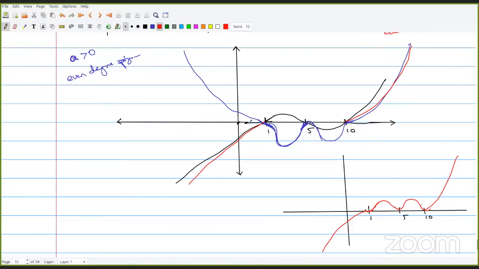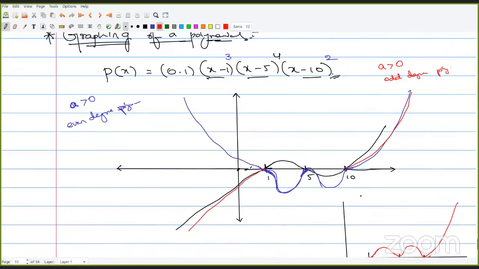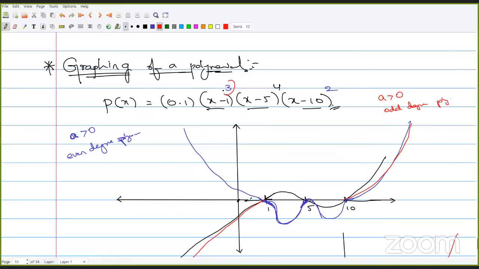So these are the main things. Sir, I have a doubt. In the third step, I am unable to figure out how we decide whether the graph bounces or cuts. You see, that depends on the multiplicity. If it is odd multiplicity, you cut. If it is even multiplicity, you bounce back. Okay, so that's the standard that we have to follow. Yeah, that's the standard.